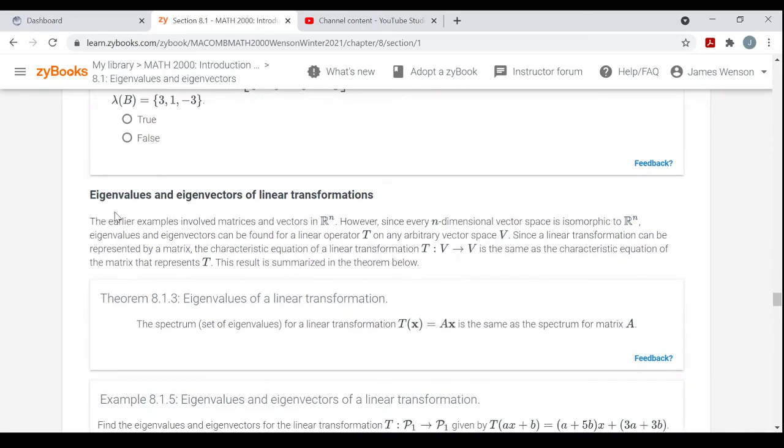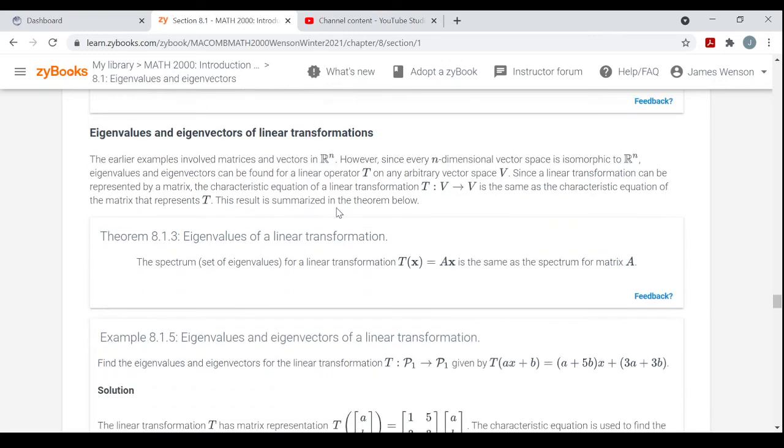All right, then eigenvalues and eigenvectors of linear transformations are just the eigenvalues and eigenvectors of the standard matrix for that transformation. So the spectrum or set of eigenvalues for a linear transformation is the same as the spectrum for the standard matrix. All right. So let me do one example of this.